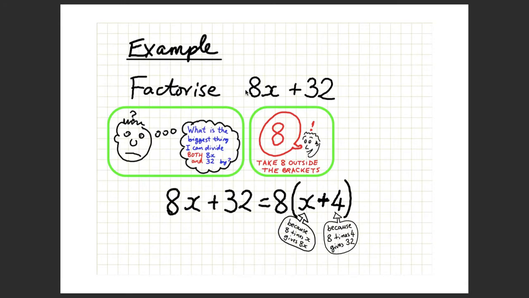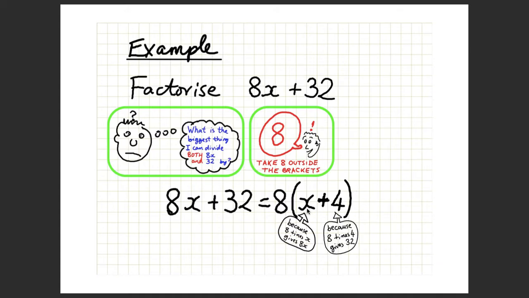So for example, factorise 8x plus 32. I'm asking myself, what is the biggest thing that I can divide both 8x and also 32 by? The biggest thing that you can divide both of those by is 8. You can divide 8x by 8, and then you can divide 32 by 8. So I'm going to take 8 outside of the brackets. 8 is my number that goes outside the brackets.